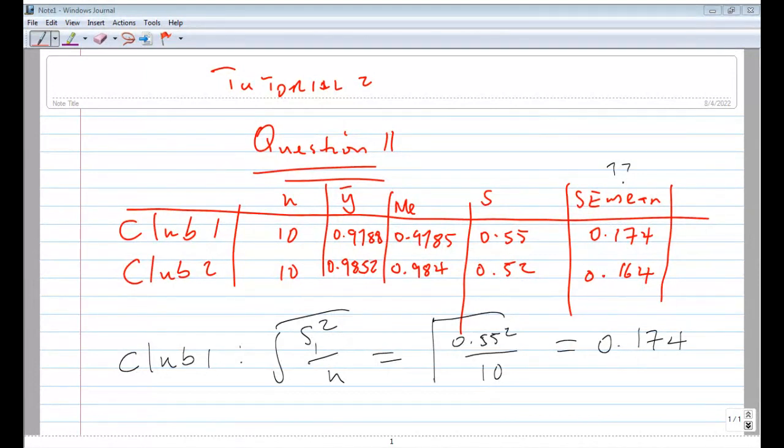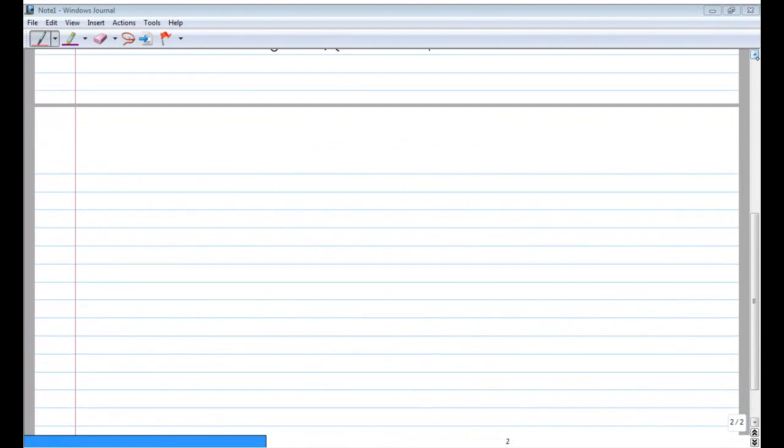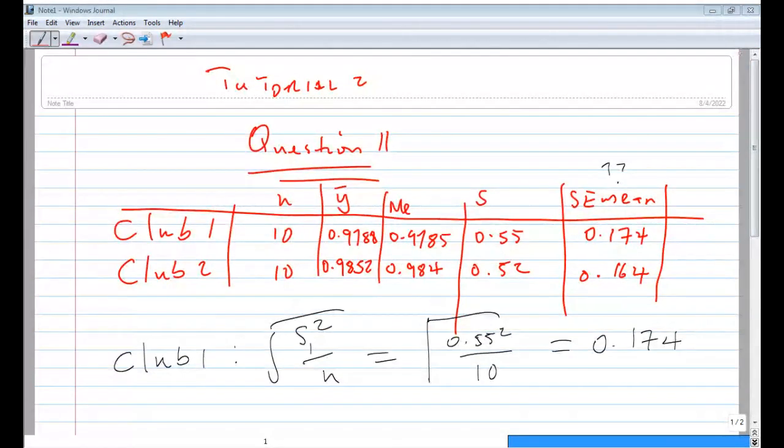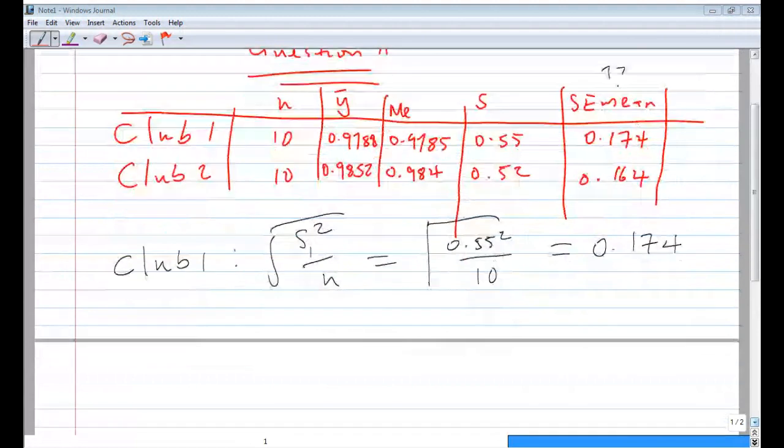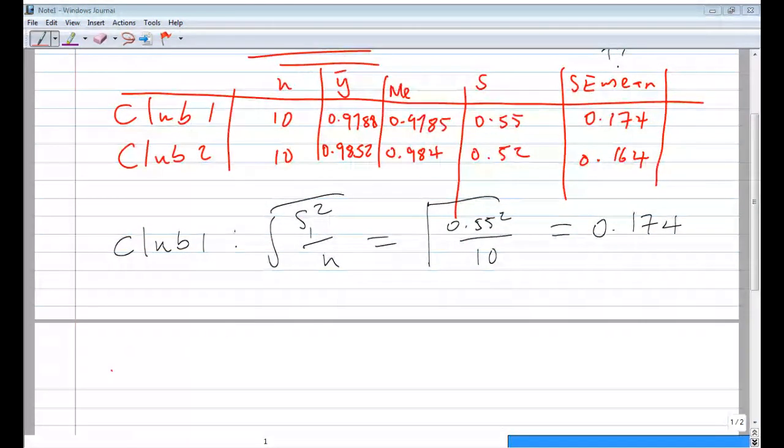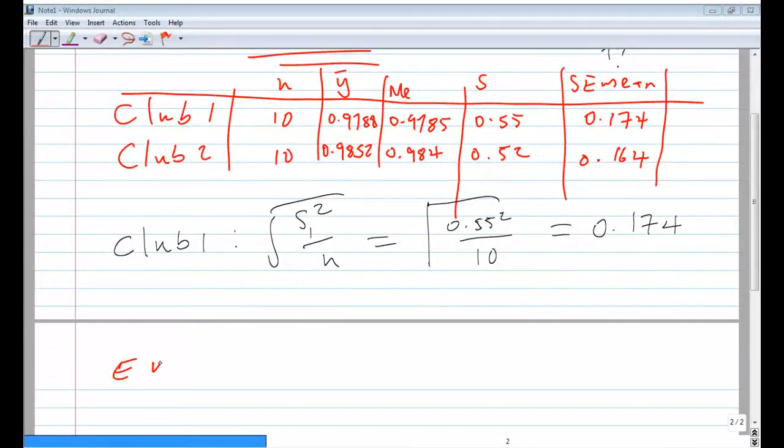Now, can you find the mean of a sample mean? You know what is the mean of a sample mean? Mean of a sample mean is the expected value of y bar. That is the mean of a sample mean. Can you get that? Anyone?